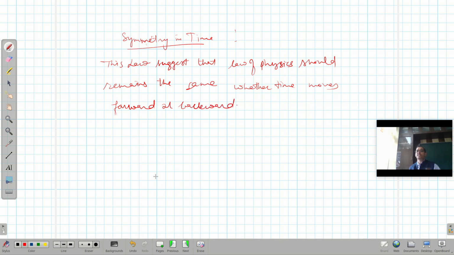This means that, say, some law is valid today and that law is not valid 100 years ago or 100 years later. That means that law is not valid, because it should be invariant under time translation. So that's all for this introduction to space-time symmetries. In the next lecture I will talk about the properties of space and time. So that's all for this lecture.